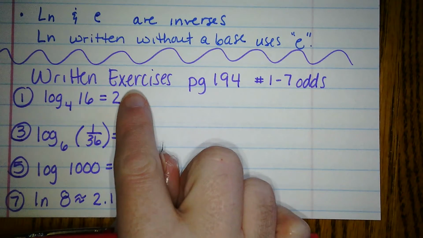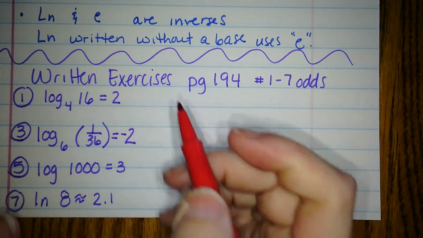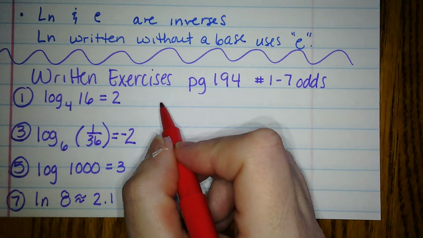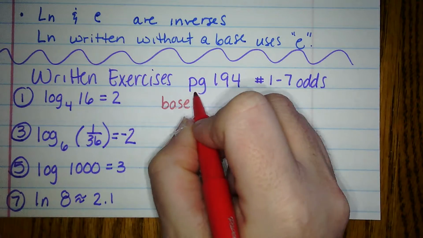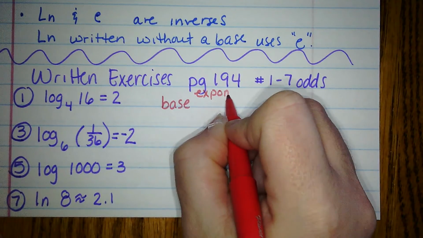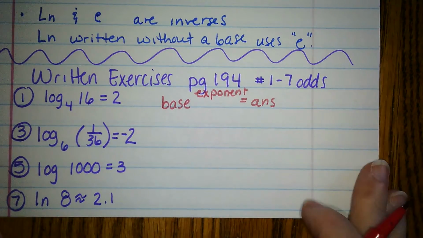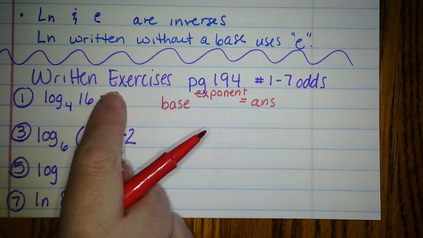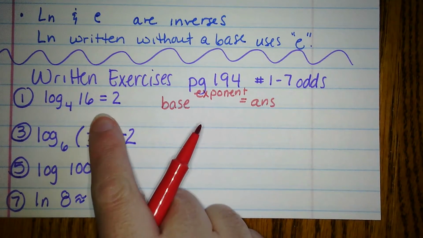Remember that what the directions are asking is to write it in exponential form, which means they want us to take this and write it as base exponent equals answer. So all we have to do is take these apart and put them into this format. This is just translating one form to the other.